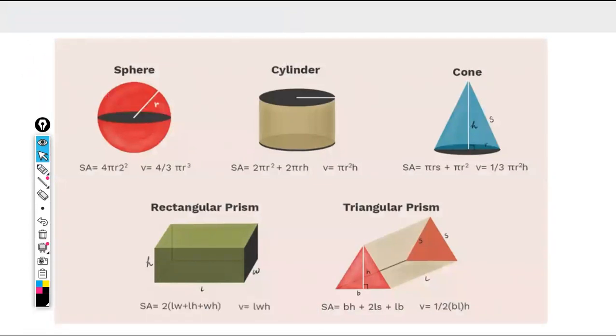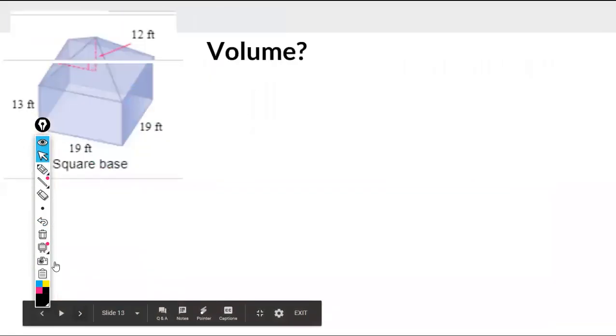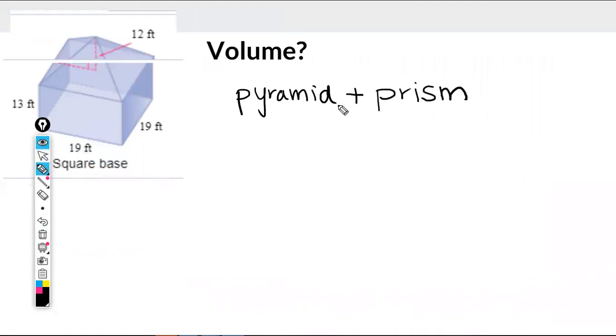So I'm going to type in volume of a pyramid. So that's going to be length times width times height divided by 3. That's what that is. Okay, so we'll go ahead. Here we go. So in this figure, we have a pyramid plus a prism. So we're going to find the volume of each figure and just add them together.